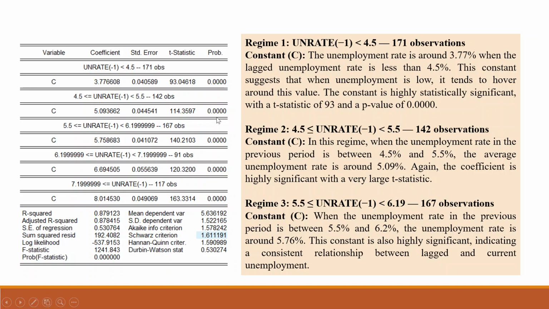So this is also significant, p-value less than 0.05. Regime 3, this one, 5.5 to 6.19. When the unemployment rate in the previous period is between 5.5% and 6.2%, the unemployment rate is around 5.76. This constant is also highly significant, indicating a consistent relationship between the lagged and current unemployment.